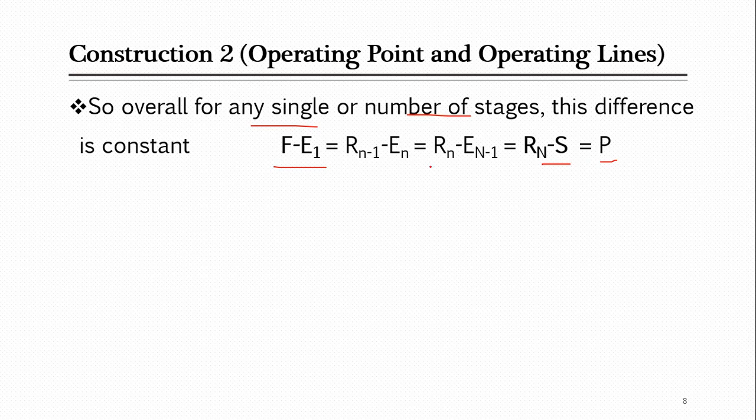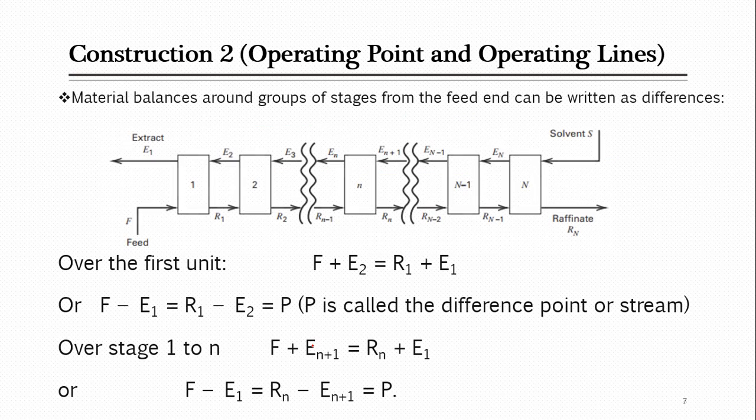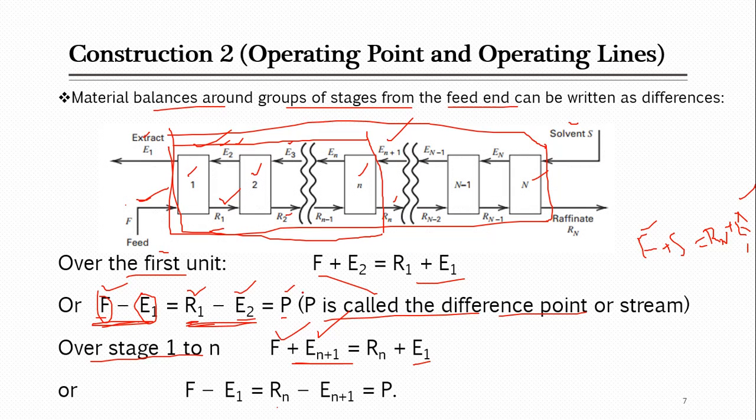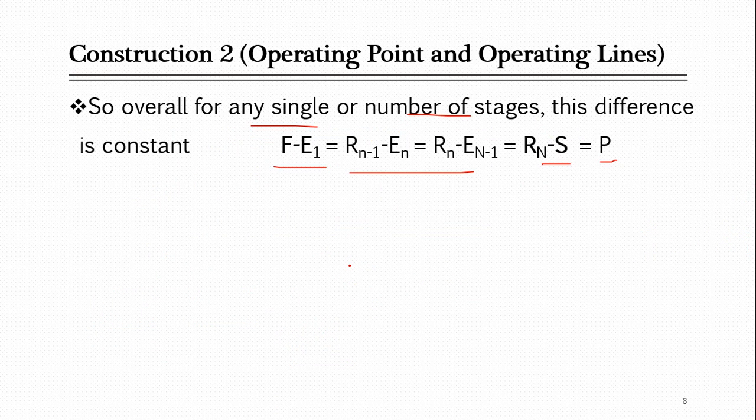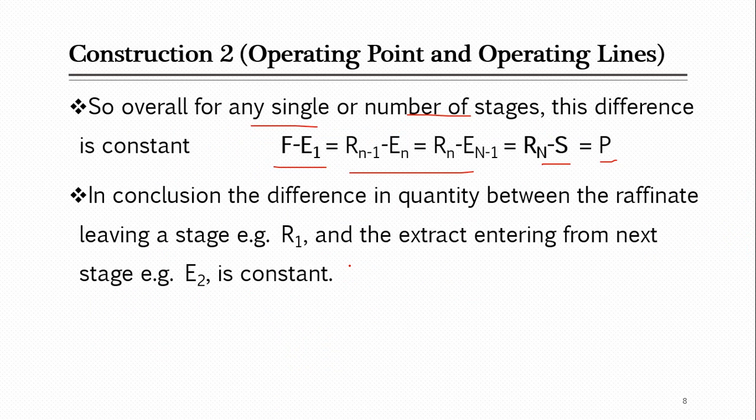As well, here I have applied balance on any other in-between stages, so for any of these you can write, they will be equal to P, because these two are equal to P, all others are equal to P. So either you are applying balance on one or n number of stages, you can write them equal to P, and that's the difference point or operating point.